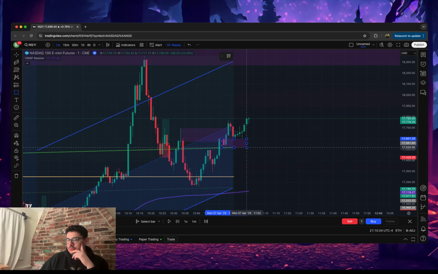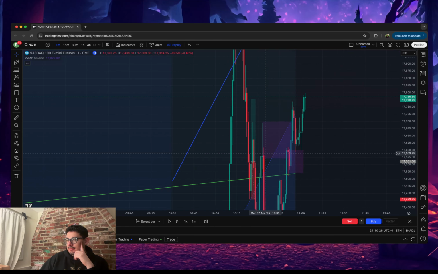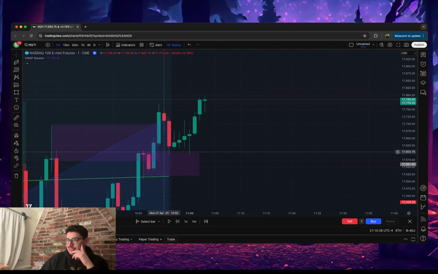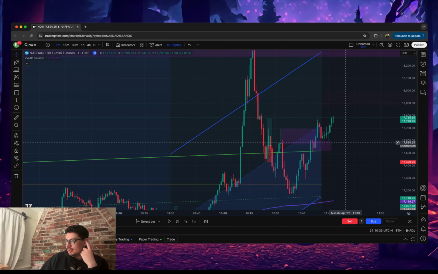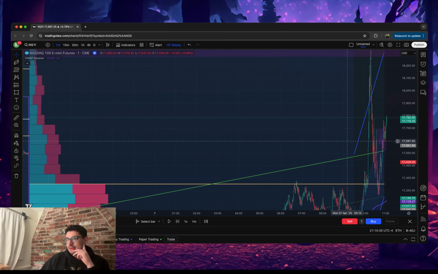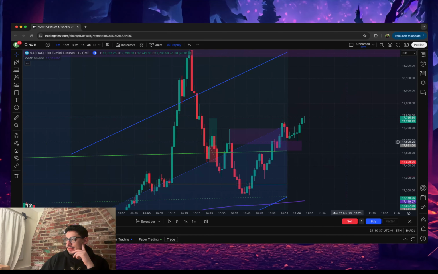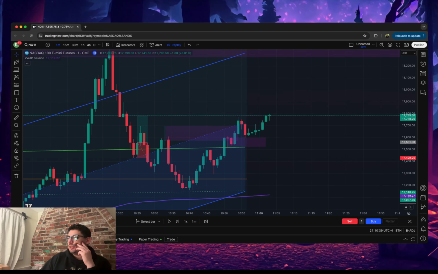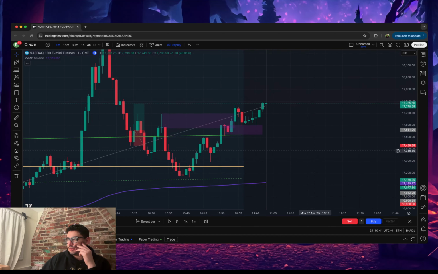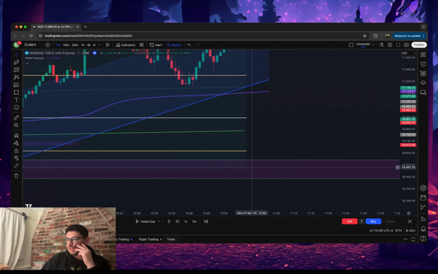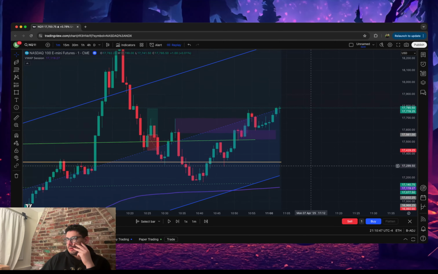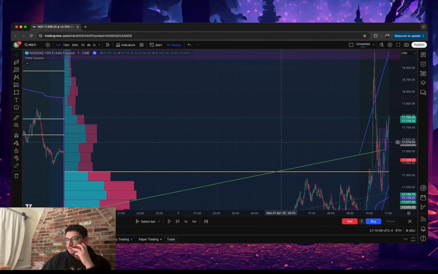This is kind of a zone. I don't know. That second tap, you could take that for a little scalp, probably, but I'm still agnostic on the volume profile. Still not in a great place, reg channel wise.